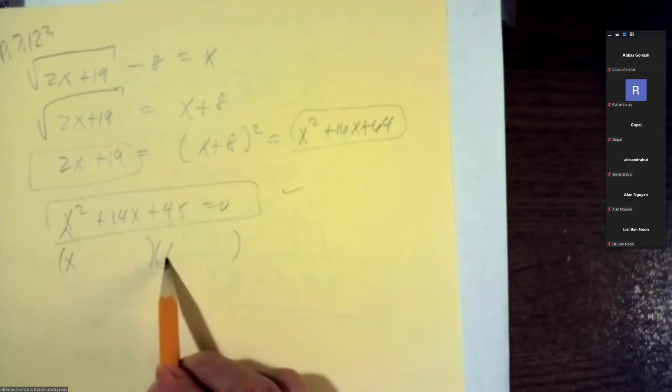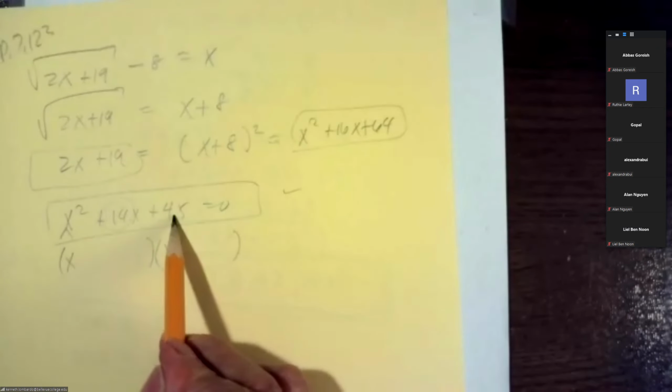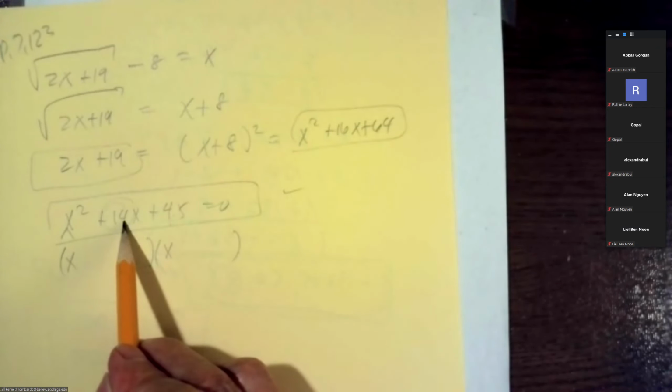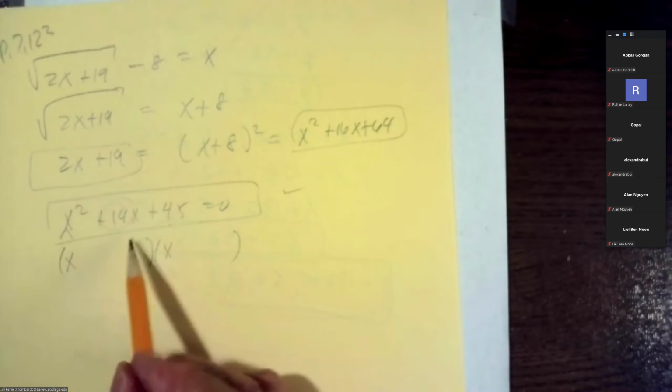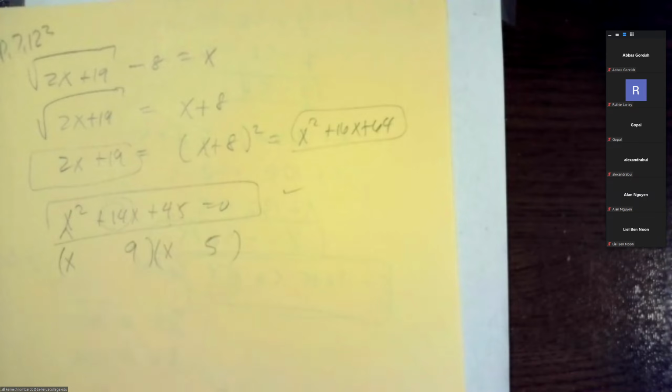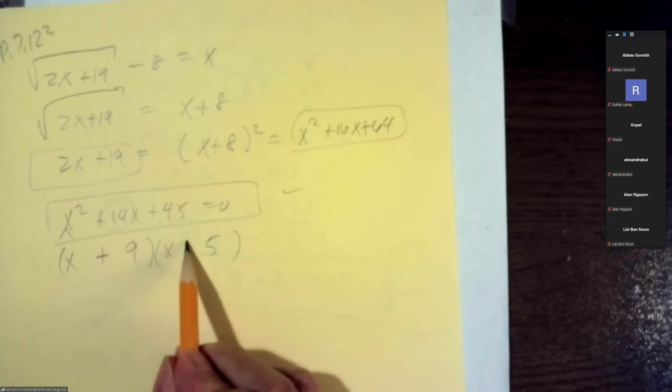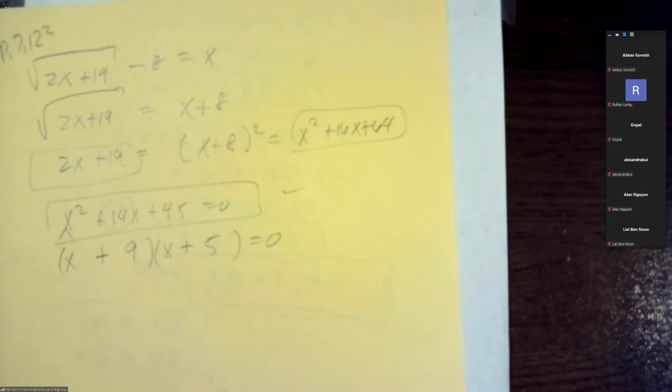That's going to be x and x. And we want to combine the factors of 45 to get 14. 9 and 5 is 45, and 9 and 5 is 14, isn't it? So we can say 9 and 5, and looks like everything is positive. X equals -9, and x equals -5.